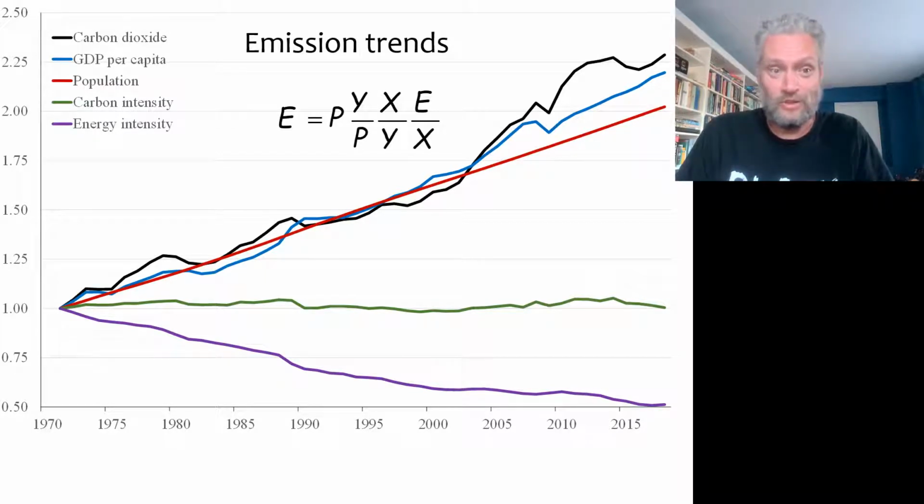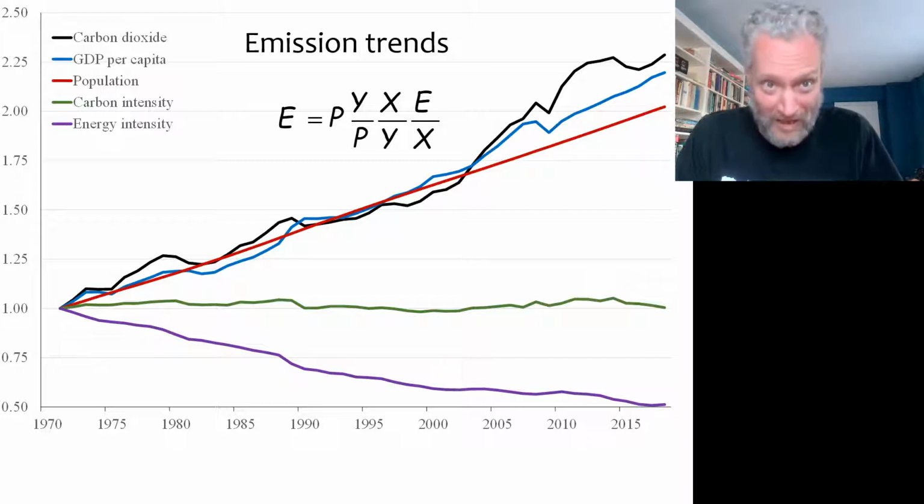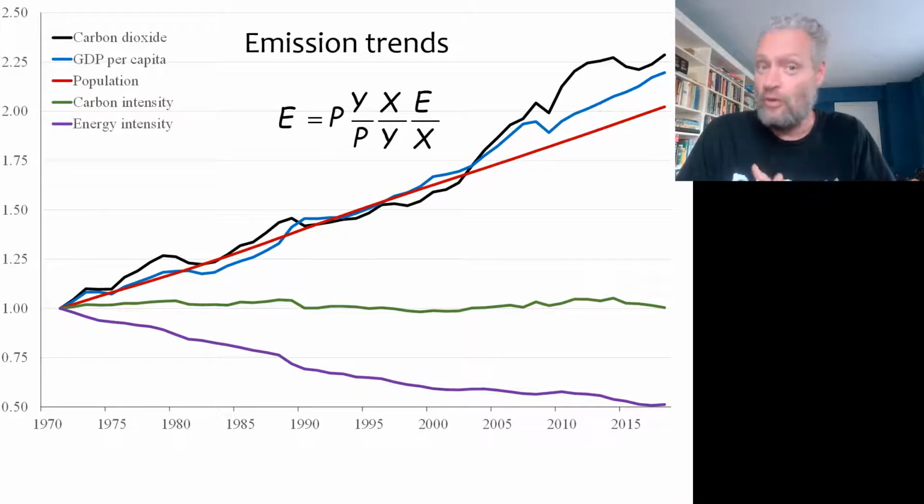CO2 emissions have only grown by a factor 2.25, which means that the CO2 intensity of the economy, the amount of CO2 emitted per dollar value added, has actually fallen over this 50-year period. And the question is, how come? Well, that's where the third and the fourth element of the Kaya identity come into play.